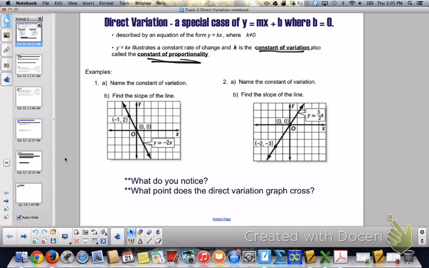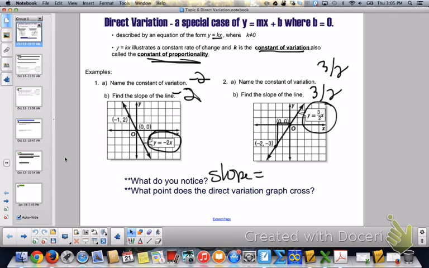So we're looking at this first line right here, y equals negative 2x. That's considered direct variation because the y-intercept is 0, all right? The constant of variation is negative 2, which also happens to be the slope, okay? In number 2, y equals 3 halves x. 3 halves is your constant. Find the slope of the line. Gee, that's also up 3 over 2. All right, so 3 halves. What do you notice? The slope equals the constant of variation.